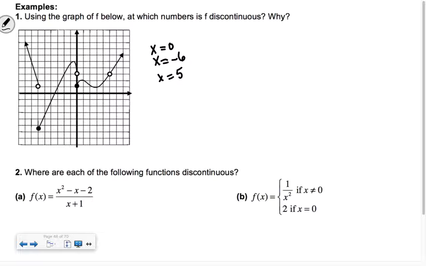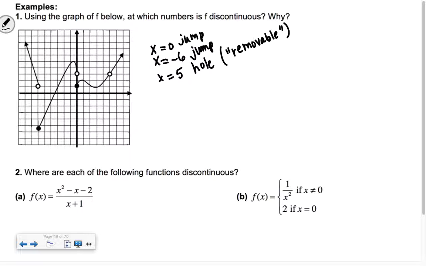So it says why. So x equals 0 is what we call a jump discontinuity, because it jumps from one point to another. X equals negative 6 is also a jump, because we jump from one y value to another y value. And what do you think x equals 5 is called? A hole. Okay, the fancy calculus term is removable. And I'll talk about why that's called a removable discontinuity.